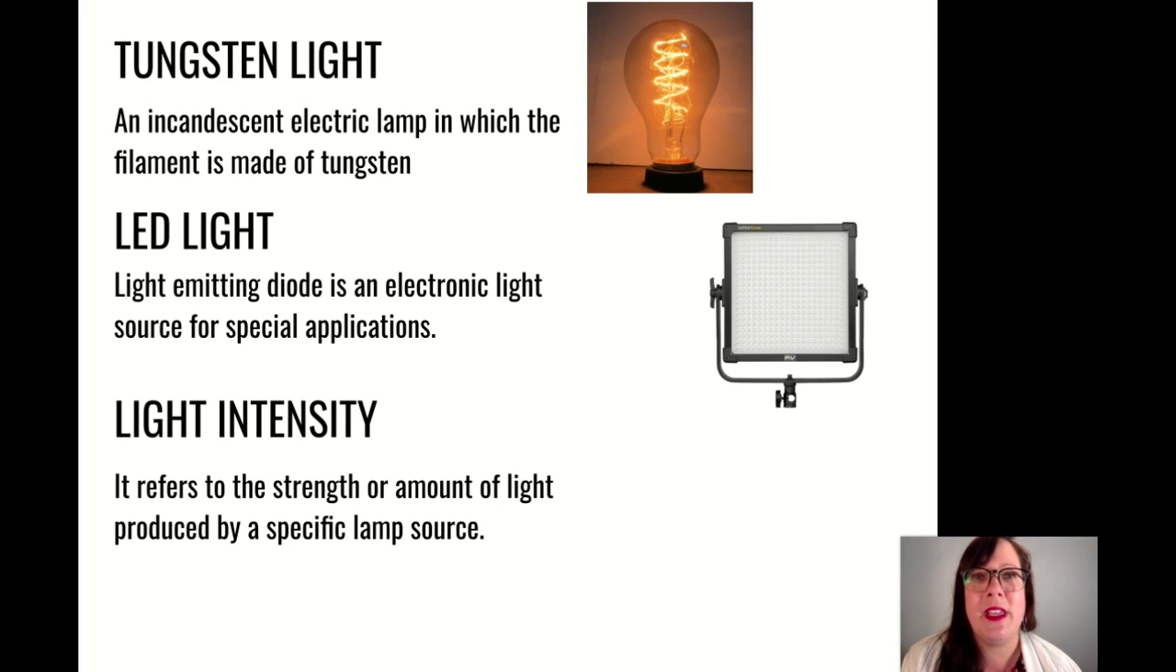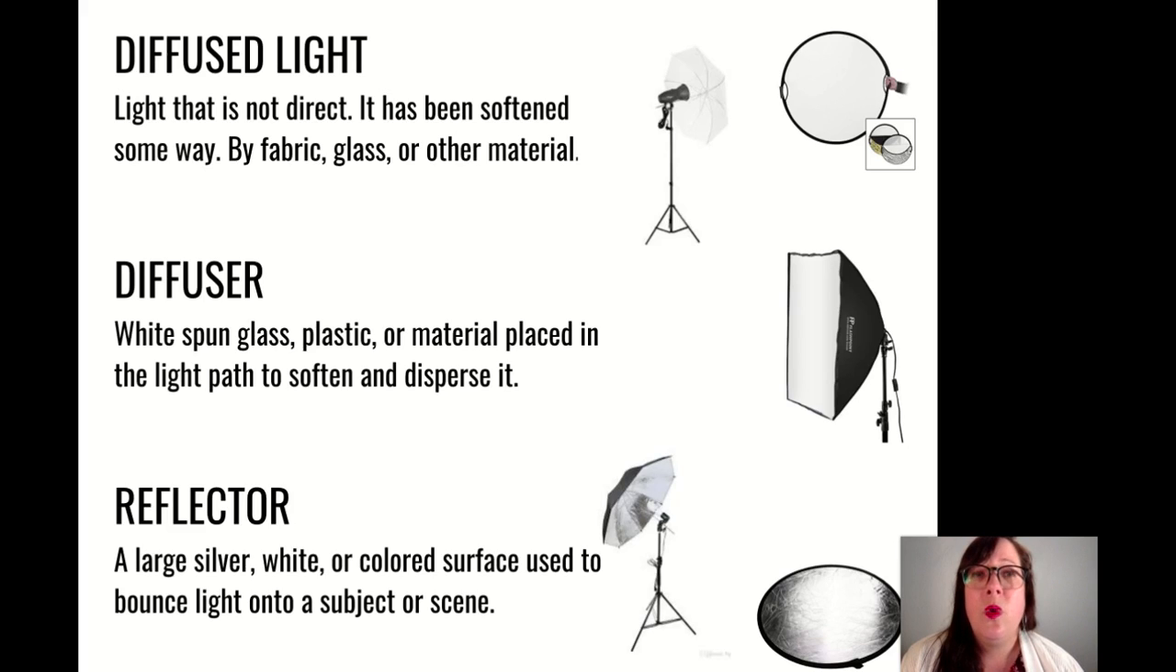Light intensity is also something we need to know about. So we can control how bright or dark a light is, oftentimes by a controller on the lamp. We can also control the light intensity by moving lights further away or closer to our subject and using light modifiers. We can diffuse light by using a light diffuser.